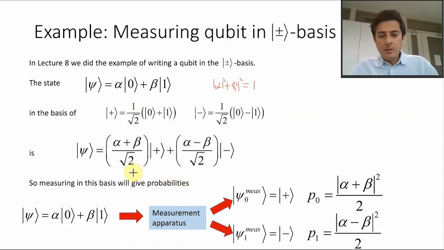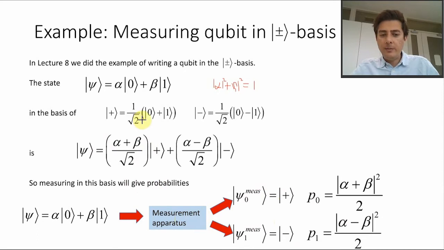Okay, so in this case, we start off with the same state, which in the 0, 1 basis is equal to this. Then we stick it into our measurement apparatus, which this time is going to be measuring in the plus minus basis, not the 0, 1 basis. So we get two outcomes, plus and minus, and the probabilities are the modulus squared of the coefficients of plus and minus.